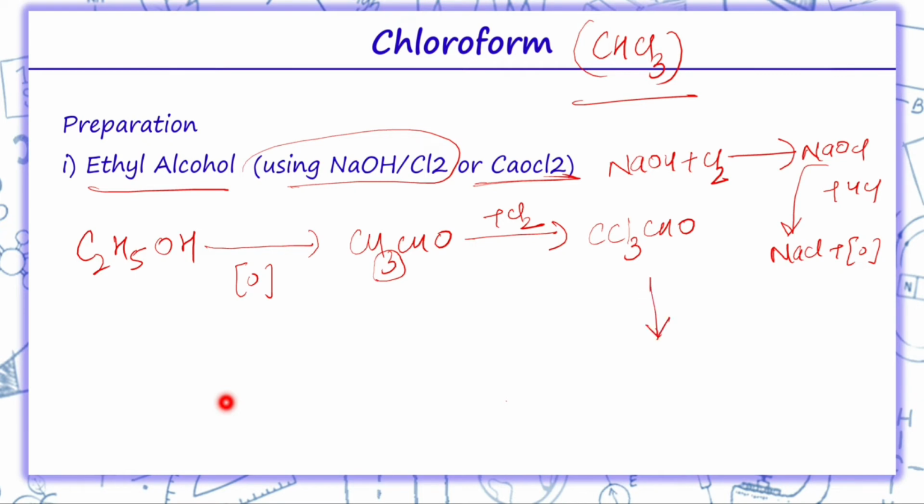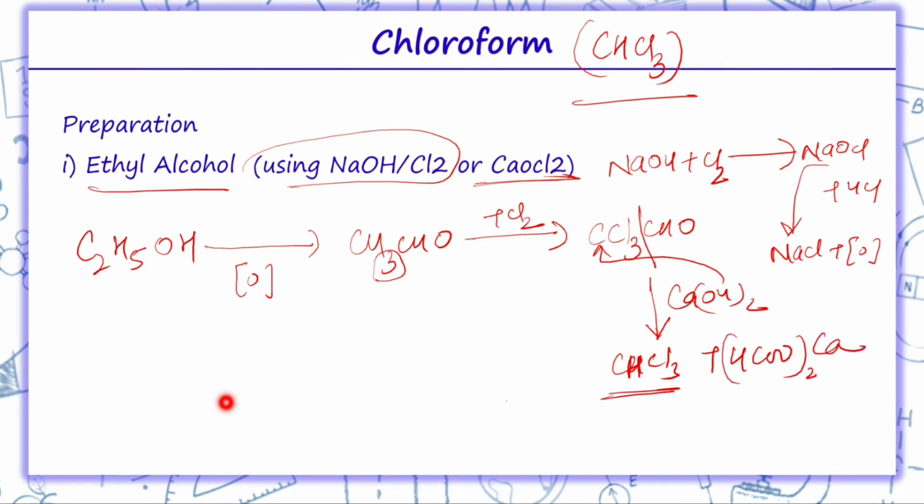So chloral, when it reacts with Ca(OH)2, forms CHCl3 plus, that means this bond breaks over here and this H comes here, thus it forms CHCl3 plus (HCOO)2Ca, that is calcium formate.